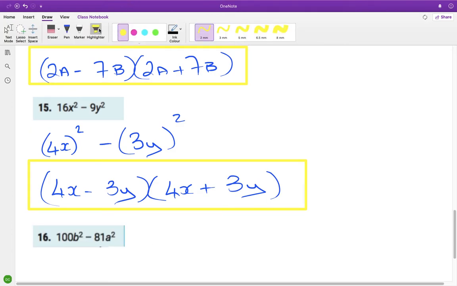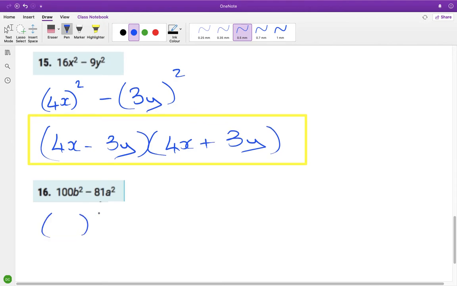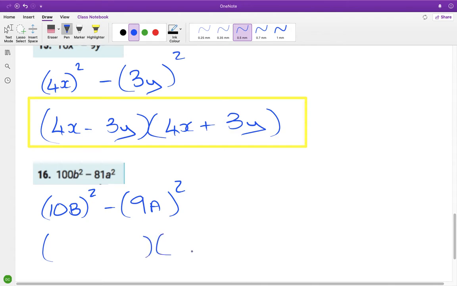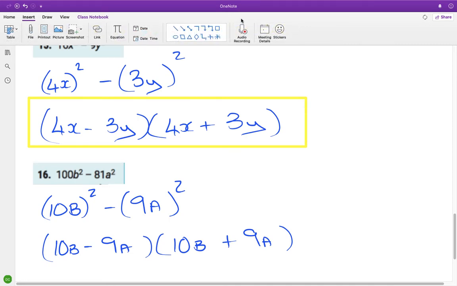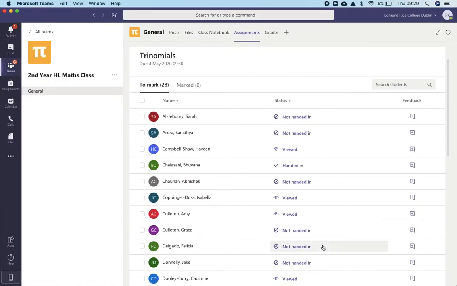Okay, and this one, same again. Again, I can tell that because of the numbers, which are 81, which are both on that square number list. And as well as that, both of the letters involved are squared. So this is 100 comes from 10, and then b, and then 9 and a. Okay, and your big brackets. First minus second, first plus second.